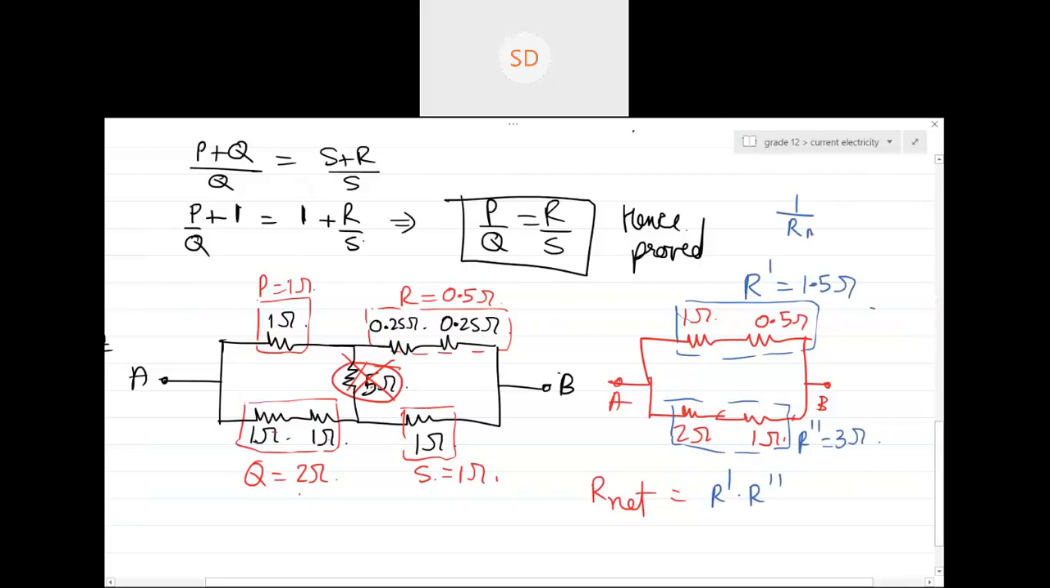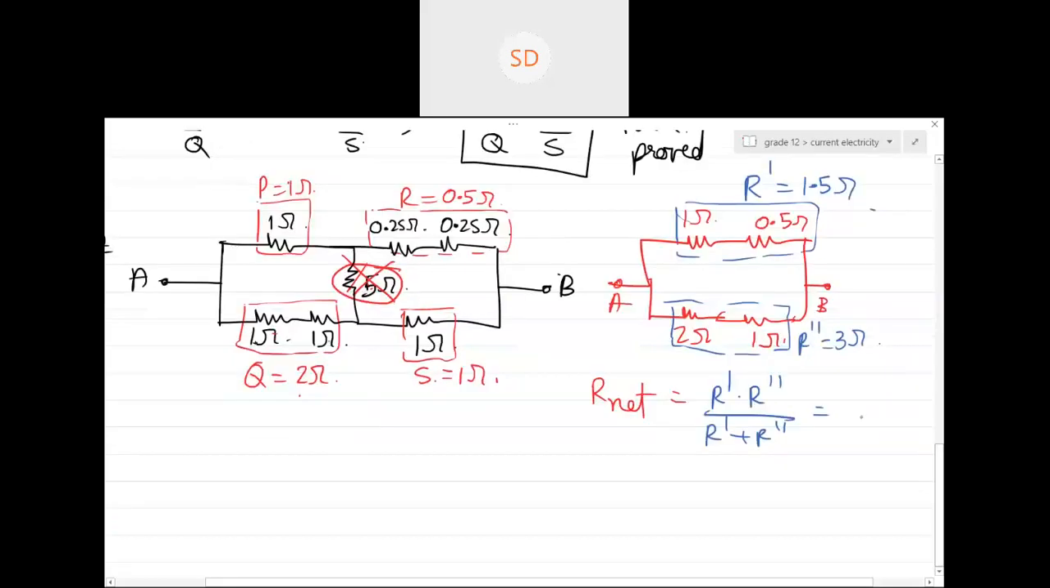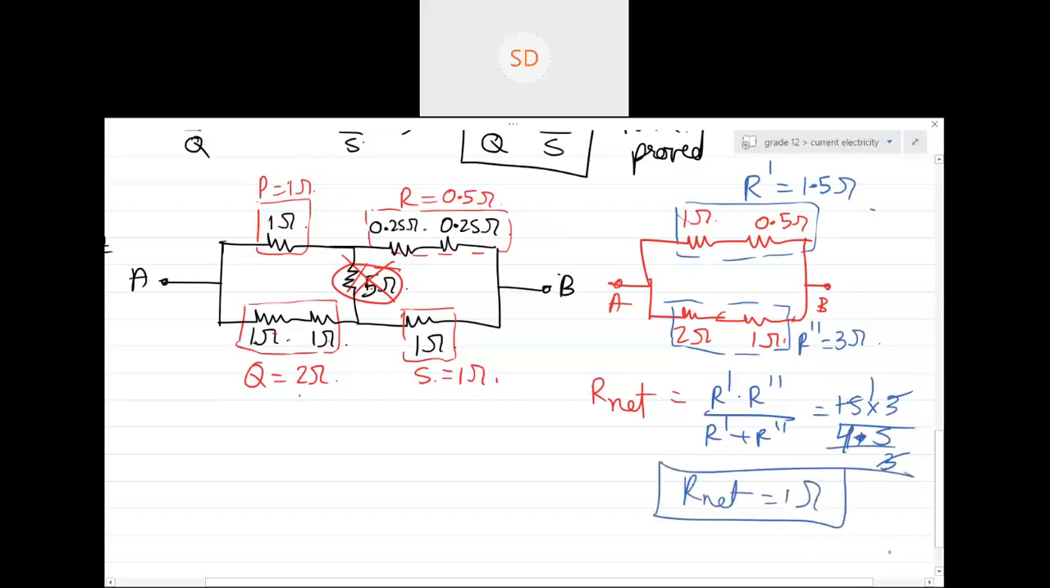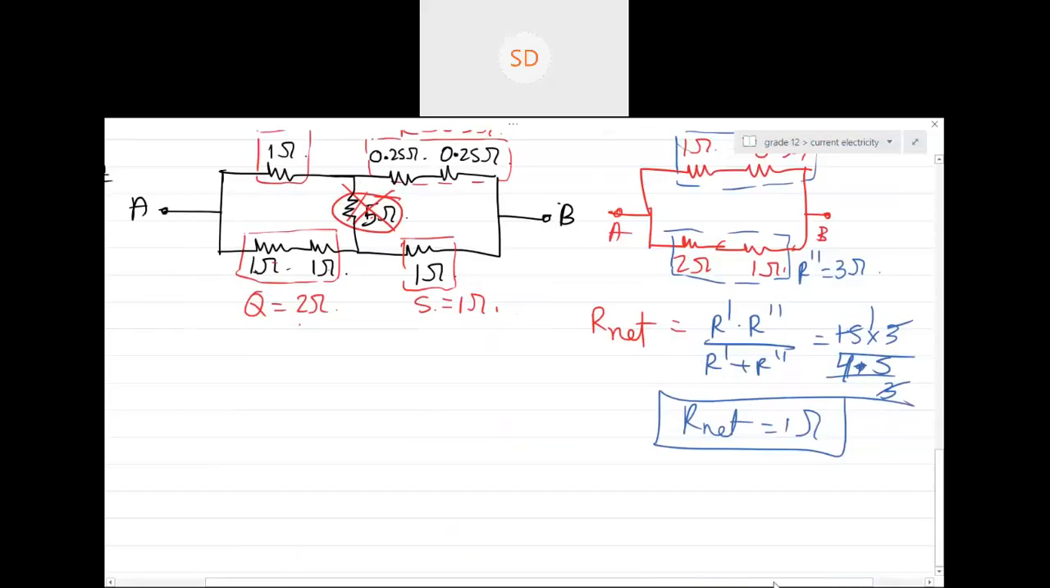1 by R, yes, I remember that. R1 R2 upon R1 plus R2, we are doing that only. So R dash into R double dash upon R dash plus R double dash. So 1.5 into 3 upon 4.5, so 1 ohm is the net resistance. Is this clear, guys?